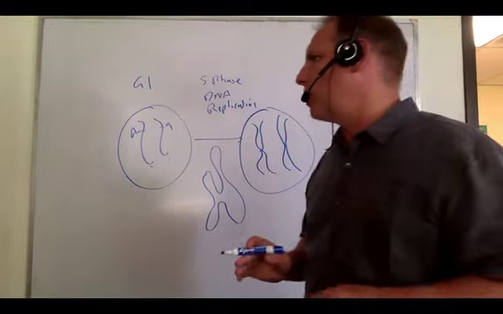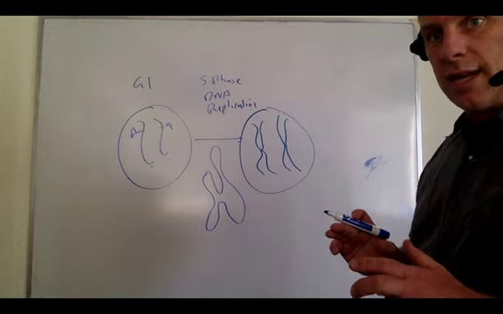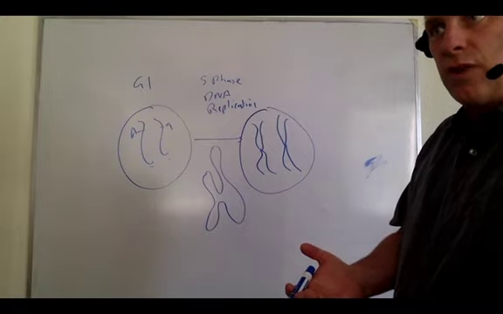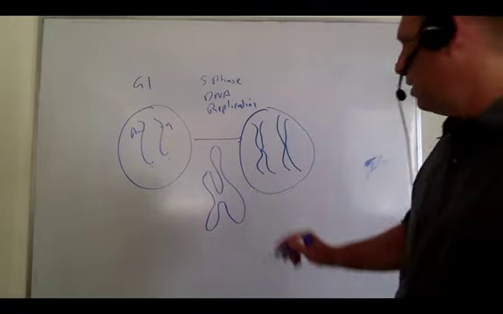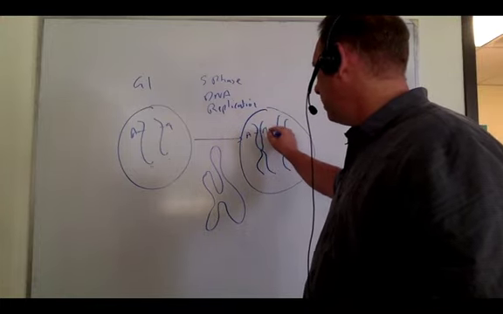There may be some mutation that could occur, but for the most part, the sister chromatids are genetically identical because they're the result of DNA replication. One strand, one duplex of DNA becomes two duplexes of DNA. So what would be the genotype? Both of these will be big A, right?